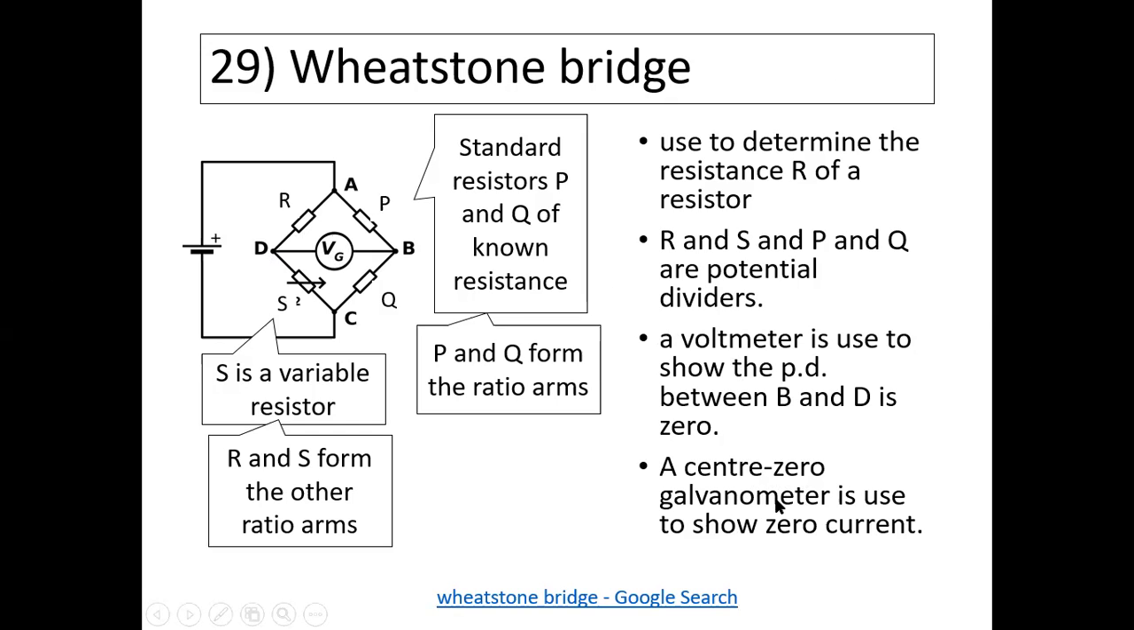Where's the voltmeter, the galvanometer located? In the diagram, where the galvanometer is located, it measures current, small current. It also shows the same thing, that the potential between B and D is zero. Then no current flows. So you can use a voltmeter or galvanometer. The center zero galvanometer, yep, because when you adjust S, you don't know where the current will go. It can go left or can go right.